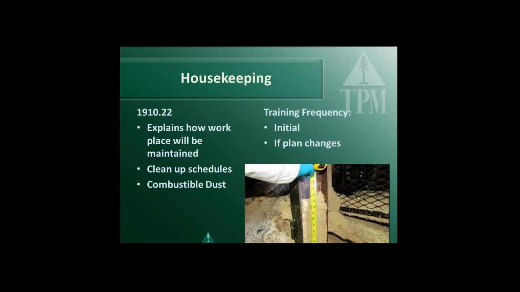If you don't keep your place clean and it's exposed to combustible dust, which is a hazard, they will cite you under 1910.22, the housekeeping standard. So basically people need to be trained on that. You'd have a plan together and explain to people, this is our schedule, this is our housekeeping. There's actually another section where we'll talk about dust, but training frequency initially, and if the plan changes.